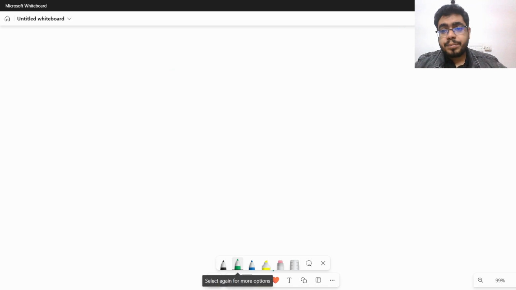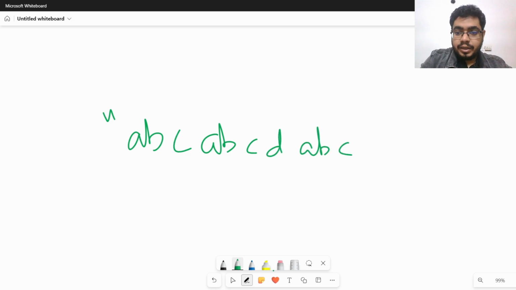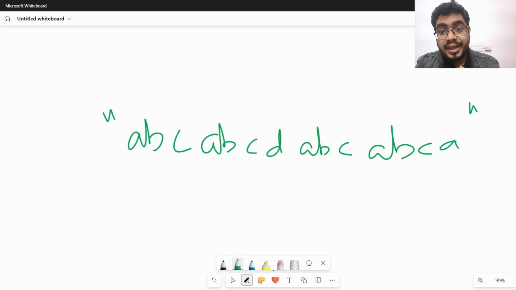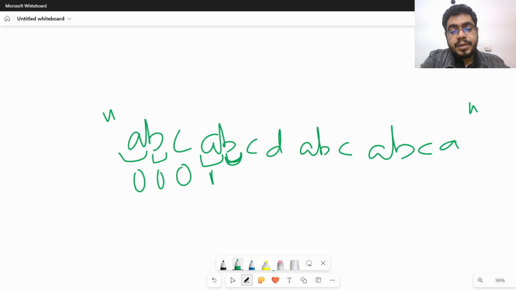Okay, so let's try to optimize our KMP from O(n cube) to O(n). For that, I'll take this string ABC, let's say ABCD, then let's take ABC, ABCA, and let's try to compute the LPS for our entire string. So LPS of 0 is 0, B also doesn't match, so 0. C, neither C nor BC matches with the prefixes, so the answer is 0. For A, it matches with the prefix and suffix, so the answer is 1. Now when we are at B, again AB matches with AB, so the answer is 2.